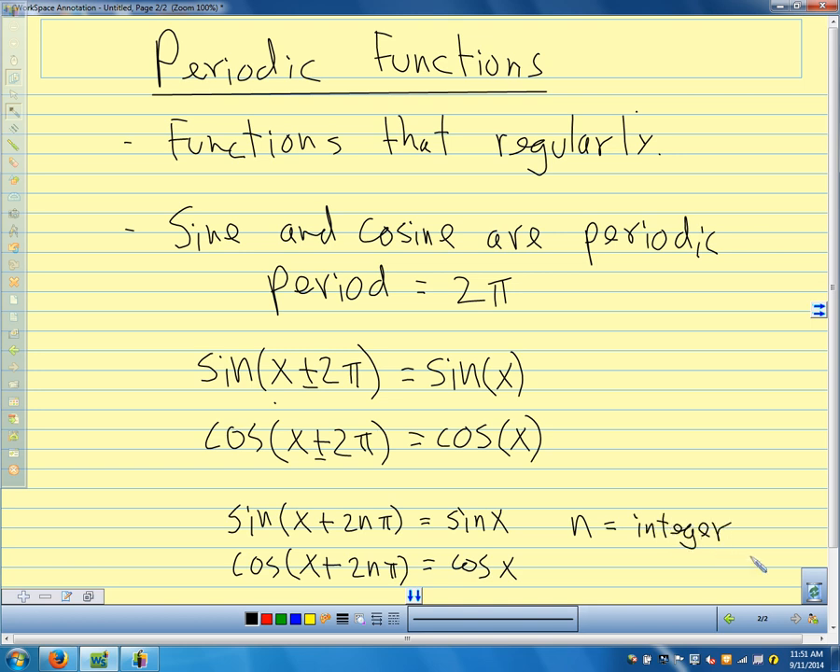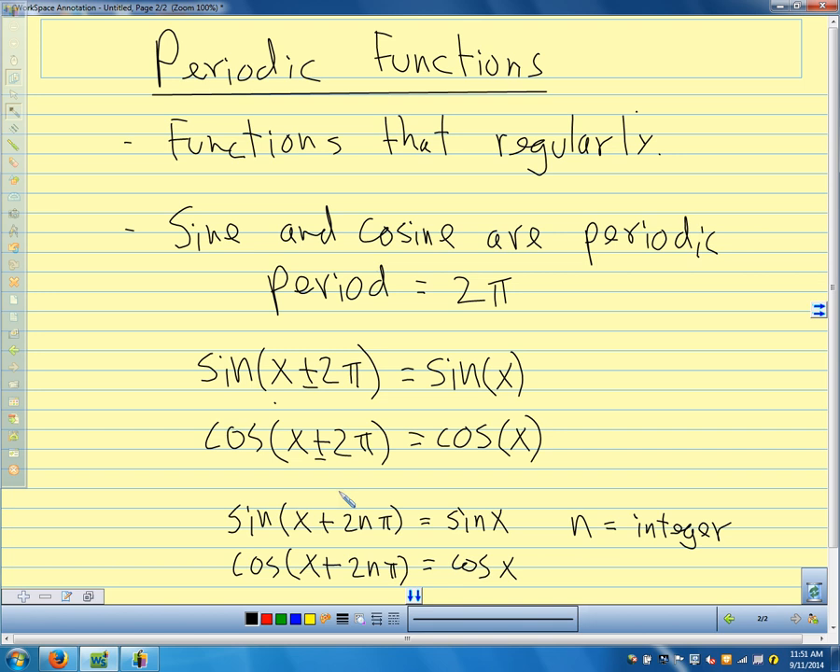And what is an integer? Number. What kind of number? Real number. Yes, integers are real. Whole number. Whole numbers are positive. Integers can be negative. So positive or negative whole numbers. So we're talking about 1, 2, 3, 4, 5, 6, 7, 8, 9, 10, negative 1, negative 2, negative 3, etc., etc. And 0 works as well, because if I have sine of x plus 0 pi, I just haven't moved at all.